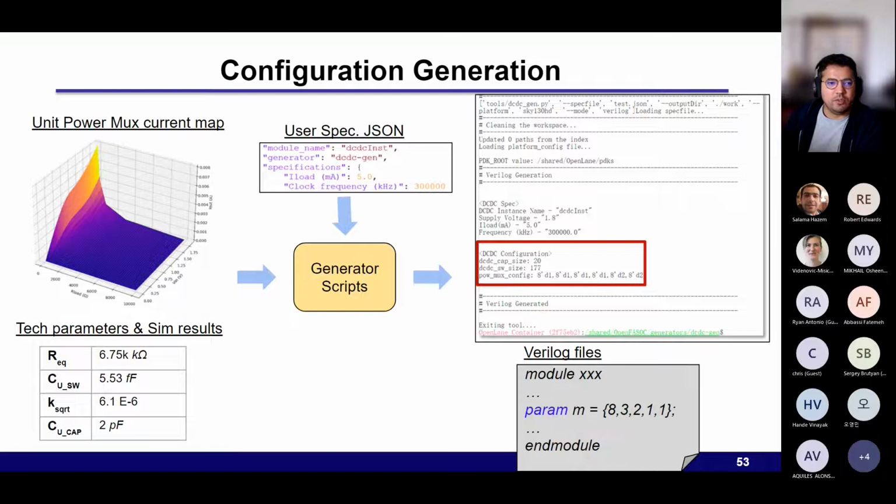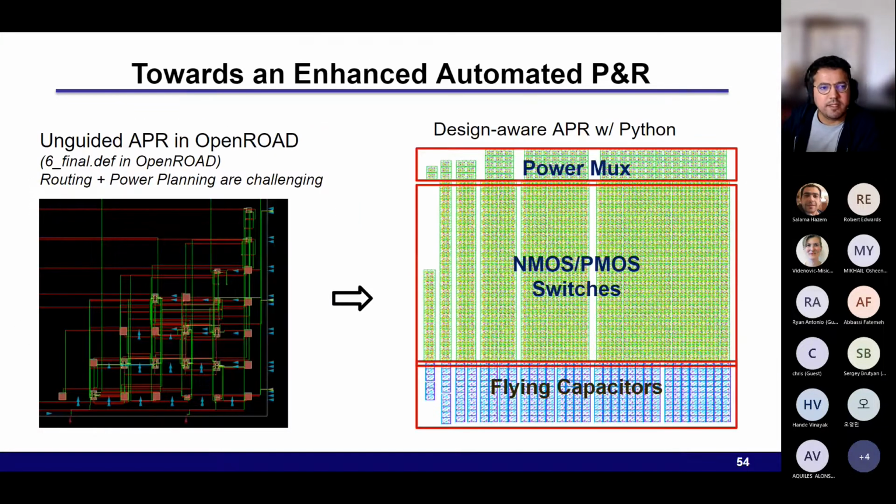Once we have generated all the cells, we extract and simulate the cells and obtain the current map as well as the results. Those results are combined with the user specs to calculate the different generations and configurations. Now, with the netlists and cells ready, we use the OpenFASoC flow, which is built on top of OpenROAD. The first version of the result is shown on the left. You may see that the placement, routing, and power planning was challenging, to say the least.